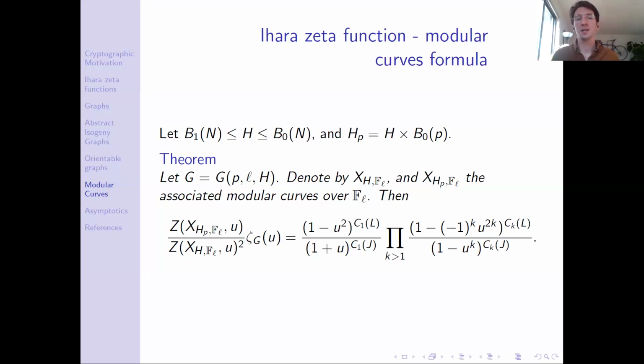And the formula that relates the zeta function to the zeta functions of these modular curves is given by this product here, where the zeta function times a ratio of these two Hasse-Weil zeta functions is equal to, again, a complicated looking formula, but a rational function that just depends on the kind of combinatorial data in your graph. So this J and L function and the cycles within them.